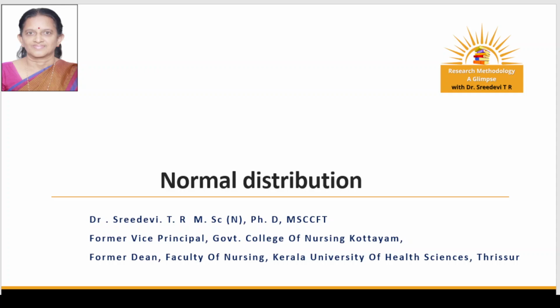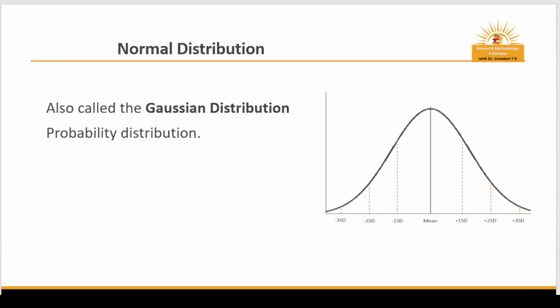Today's topic of discussion is normal distribution. What is normal distribution? Normal distribution is also called Gaussian distribution because it was first discovered by Carl Friedrich Gauss. It's a continuous probability distribution because most of the data values cluster around the mean.